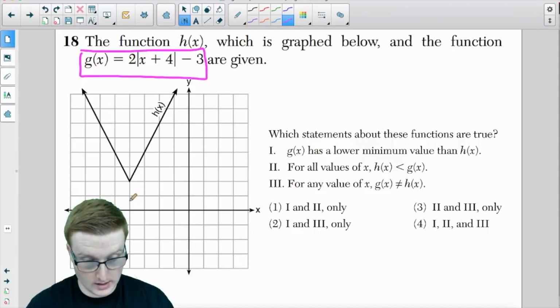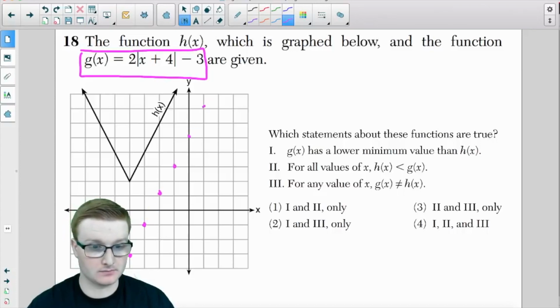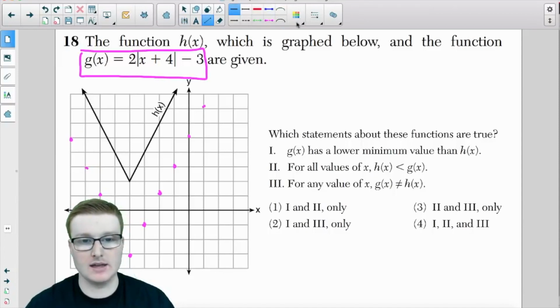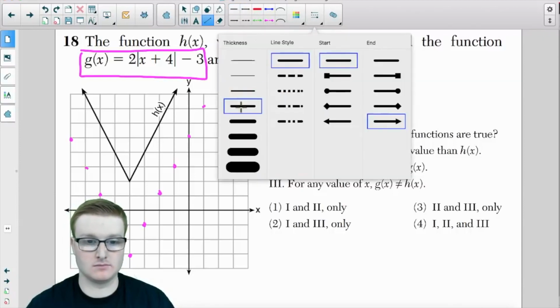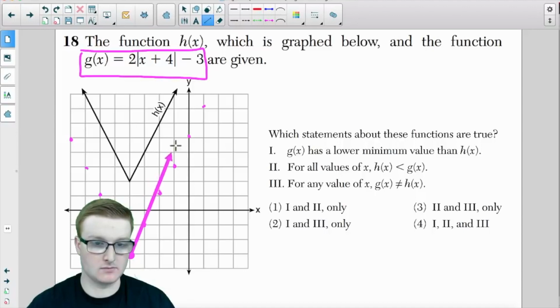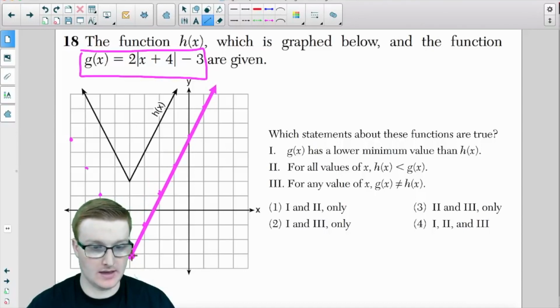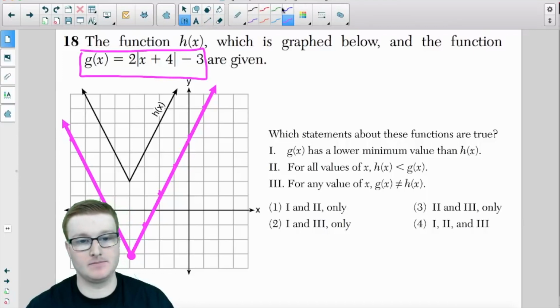So this is down 1, 2, 3, 4. Down 1, 2, 3, 4, 5. And then up 2 to the right 1. So what I'm graphing here, folks, this is g of x. Okay? This is g of x right here. So we got that here, and we got that over here. So we got g of x, okay?